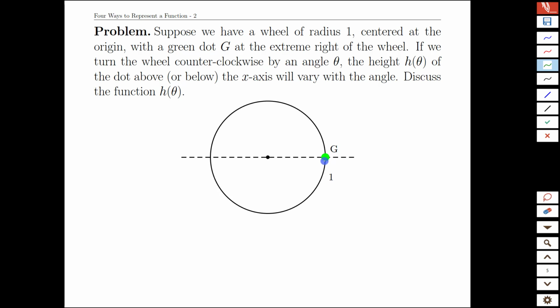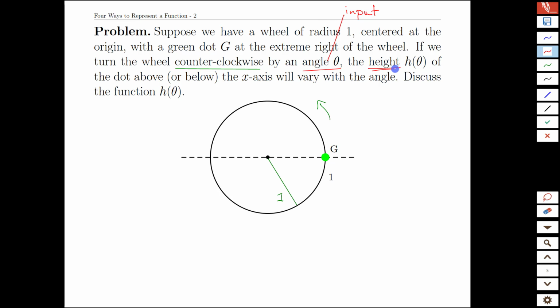Fairly simple. We're going to have a wheel of radius 1, and when we draw that out, just to be clear here, the radius is always 1, and we have a green dot G. What we're going to be doing is turning the wheel counterclockwise by an angle of theta. So we're going to be going in this direction here, and here's our input. Our output is going to be the height.